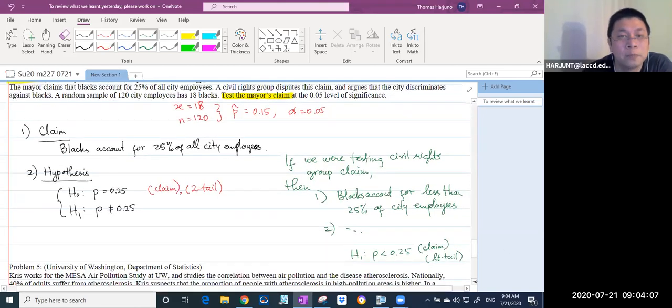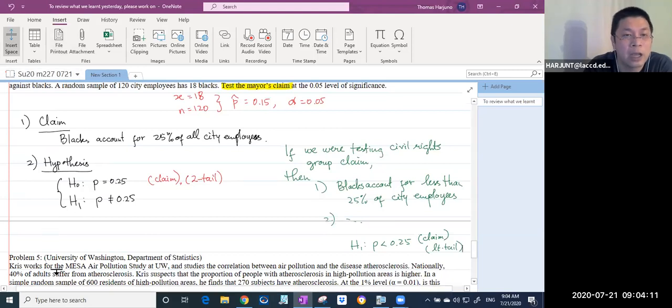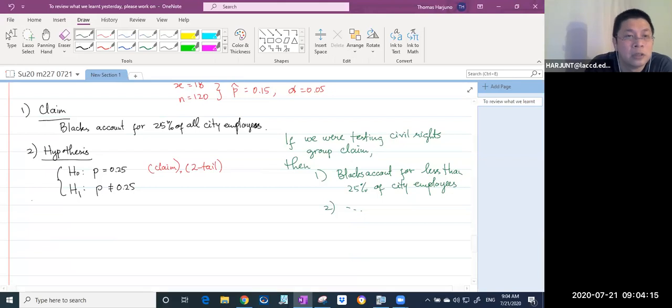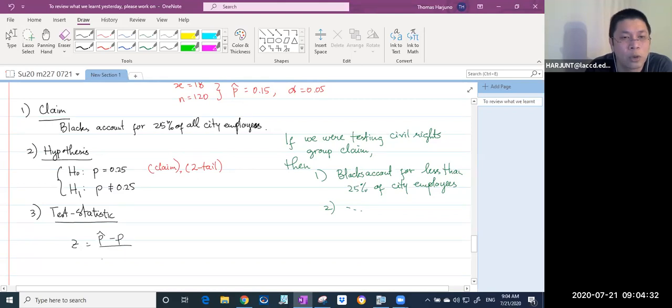Now, let's go on. What is new for us here is that we are testing P now. But the former is pretty much very similar. Test statistic will be Z equals P hat minus P over square root of PQ over N. We have this formula from yesterday, and this will be 0.15 minus 0.25 over square root of, not P hat, the thing inside here is PQ, not P hat. So 0.25 times 0.75, that's the Q, over 120.